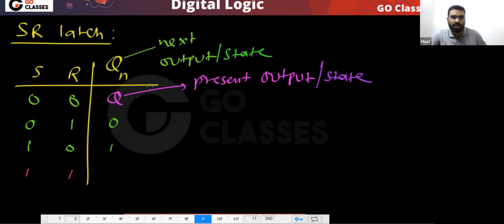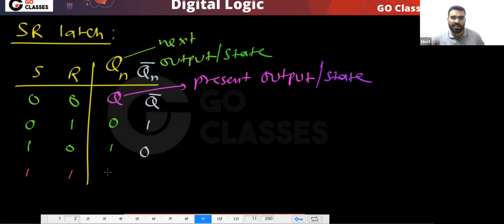But actually, what will happen? Let's call it Qn, and let's also see Qn bar. Qn bar will also be the same. Here it will be 1, here it will be 0. But when you have both 1, 1, in this situation, what will happen? Both of them, what will they become?